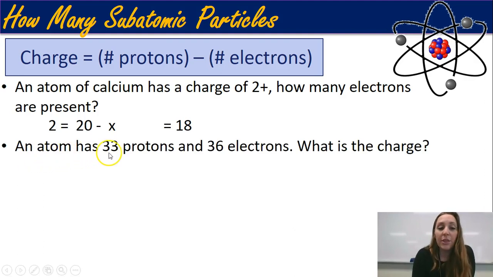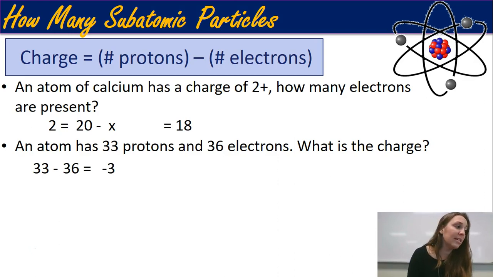An atom has 33 protons and 36 electrons. What's the charge? Okay, the charge equals protons minus electrons. So 33 minus 36 equals -3. So this is an atom of arsenic, and it has a -3 charge.